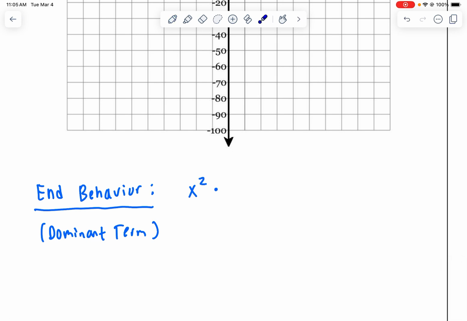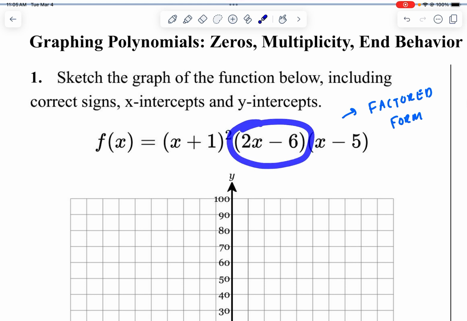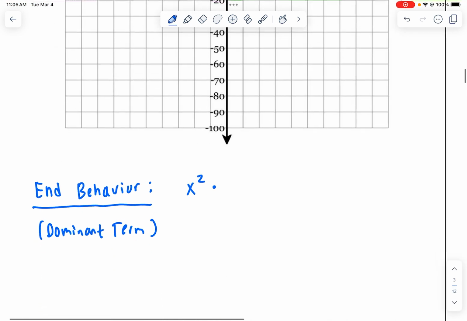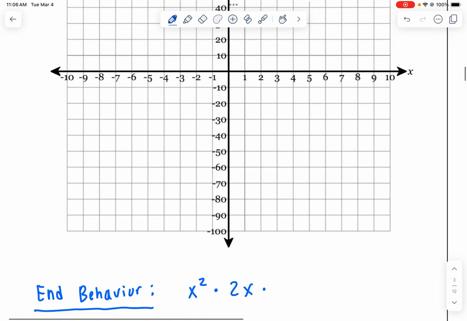And then I'm going to multiply that by, let's look at the other piece. The dominant term here is 2x. We have an exponent of 1, so we're good. So the dominant term within here is 2x. So I'm going to multiply the x squared by 2x. And then we're going to multiply that by the dominant term within this set of parentheses, which is just x. There's no exponent here, so we're good. So the dominant term there is x.